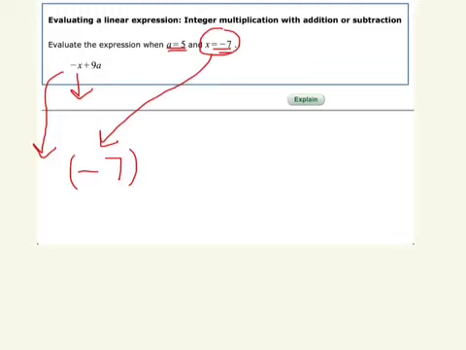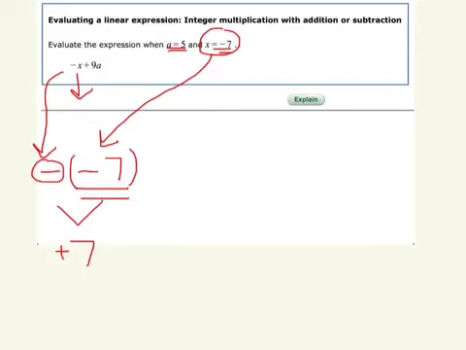So when we substitute the negative 7 for x, negative x turns into the opposite of negative 7. Hopefully that makes sense. The problem says negative x. If x is negative 7, then negative x would be the opposite of negative 7, which is in fact positive 7. That's potentially the trickiest part of this problem.